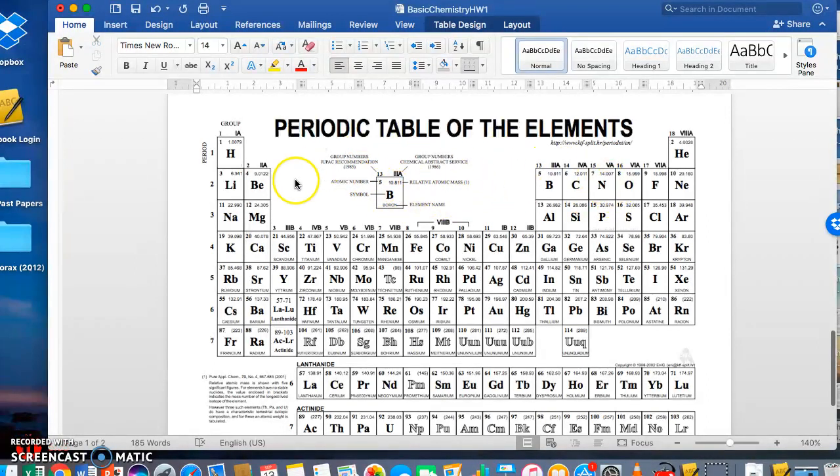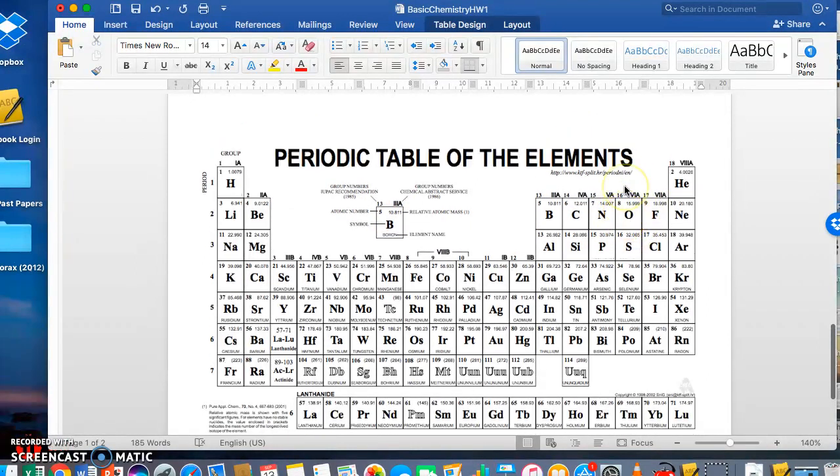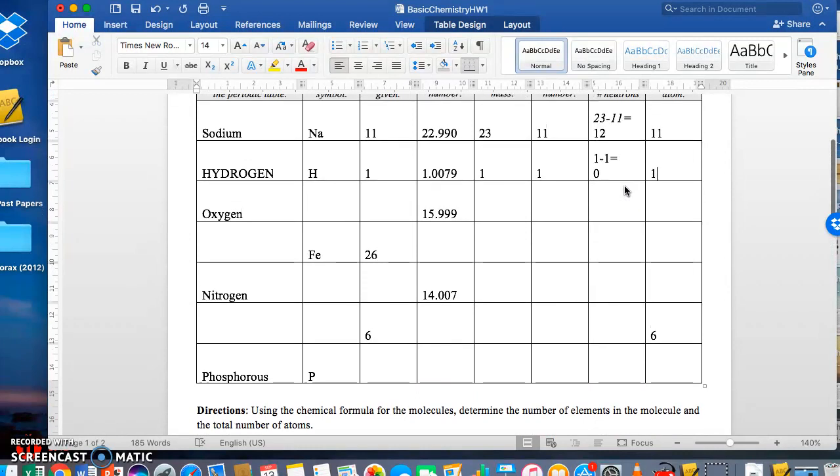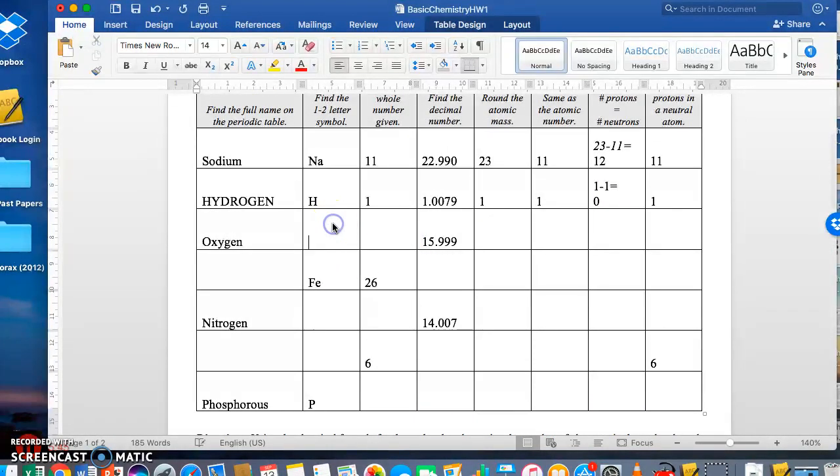So here, I know that oxygen is O, so that's the symbol I'm looking for. So I'll scroll back up, okay, flip over your paper, and I'm going to type in O. Remember, the first letter is always capitalized, so you see capital O, capital H, and then a capital N and a lowercase a for sodium.